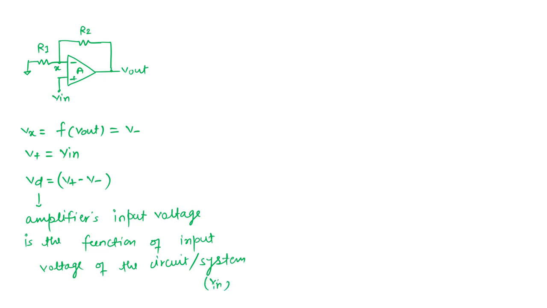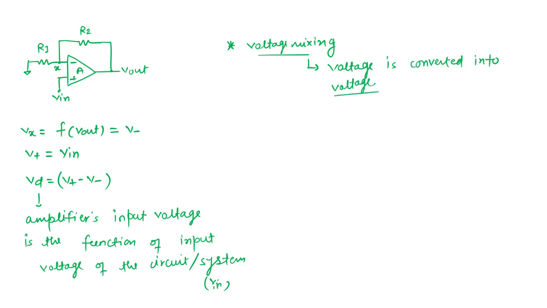Actually, what is happening here? Voltage mixing is happening here. So what do we call it? Voltage is converted into voltage. What was happening in the previous circuit? The voltage was converted into the voltage, but the main thing was we were generating a current, and the current was converted into the voltage using some R2. So this structure can also be seen this way.